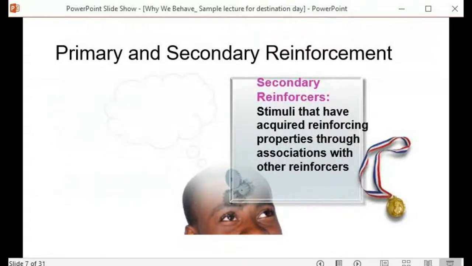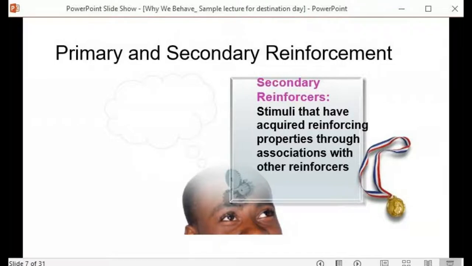Secondary reinforcers are things that don't inherently meet any basic need that we have, but are associated. We come to learn that these are good things, like a gold star or a high five or a medal or grades. So I have a quick question I want you to answer in the chat. What do you think of money? Is money a primary reinforcer or a secondary reinforcer? If you want to pretend we're raising hands in a real class, put it in the chat. Somebody take a guess in the chat.